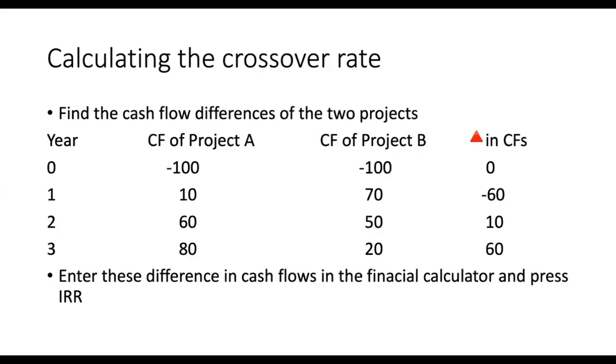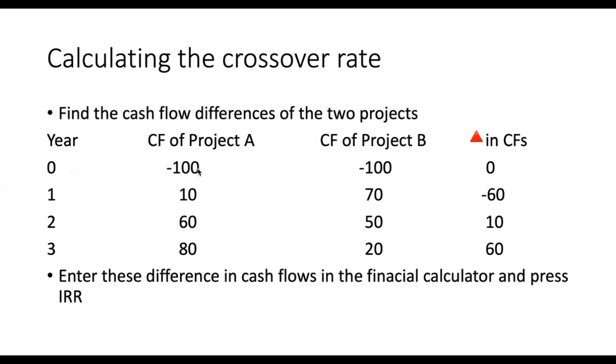Now, in a few questions, the examiner asks you to calculate the crossover rate. So you should know this. To calculate the crossover rate, what you do is you find the cash flow differences of the two projects. So this is the cash flows for project A. This is the cash flow for project B. What you do is you find the difference in them.